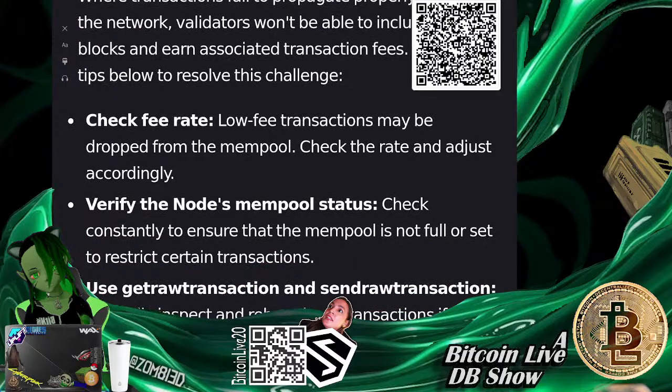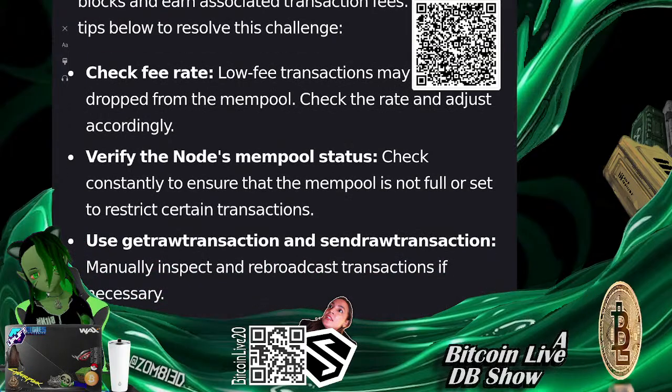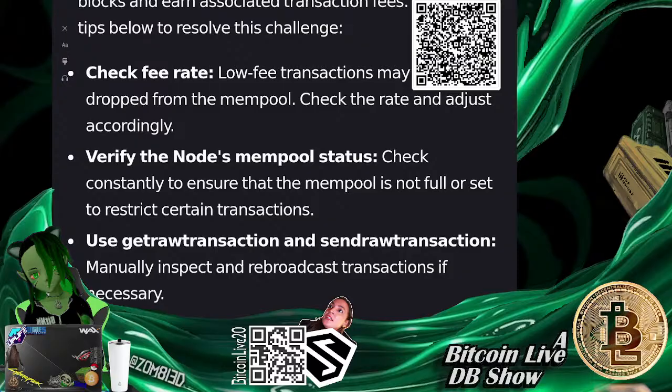And I know at one time, like 0.000, like actual 0 sats was allowed. But now most people just use some form of subset. And it's been like that for a long time to make sure they don't get dropped out of the mempool. So verify the node's mempool status. Check, make sure that you're able to talk to it, you're able to access it, other people are able to access it, and it's not down.